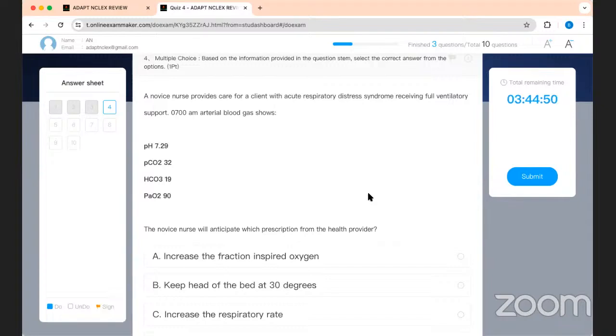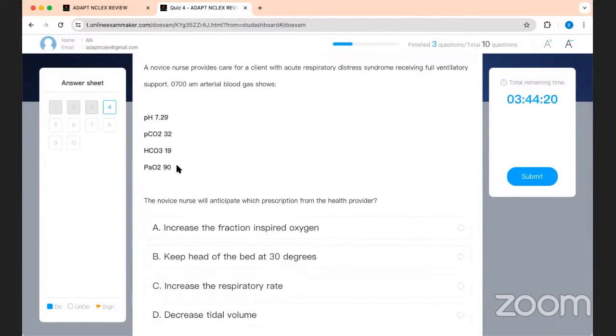A novice nurse provides care for a client with acute respiratory distress syndrome receiving full ventilatory support. The 7 a.m. ABG shows pH of 7.29, PCO2 of 32, bicarb of 90, and PaO2 of 90. The novice nurse will anticipate which prescription from their healthcare provider? It's not enough to know what this acid-base status is. I'm not asking you to just define it, because I want you to think. Your board will want you to think and apply this clinically.